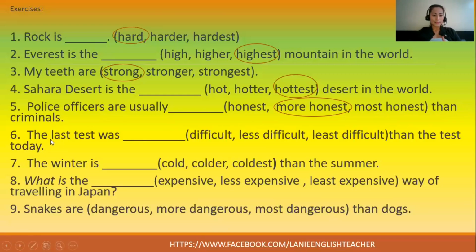Next, number 6. The last test was blank than the test today. All right, so last test is being compared to the test today. So there are two comparisons here. Aside from that, there is the word than after the adjective. So it signals that the adjective that we are going to use here must be in comparative form. So the correct answer here is less difficult.